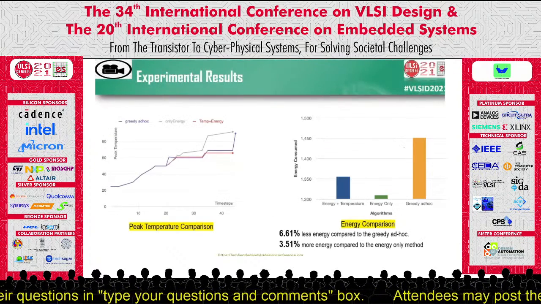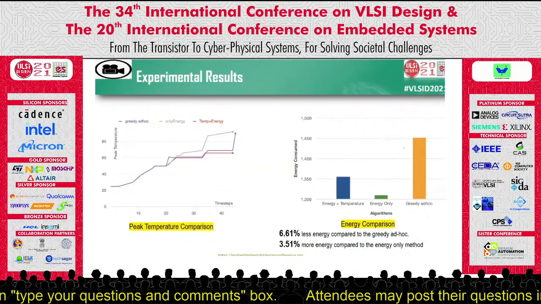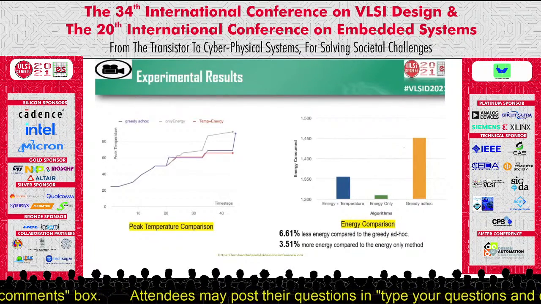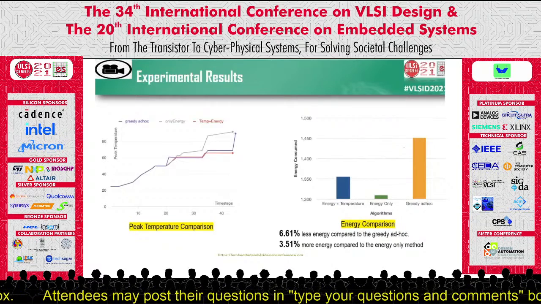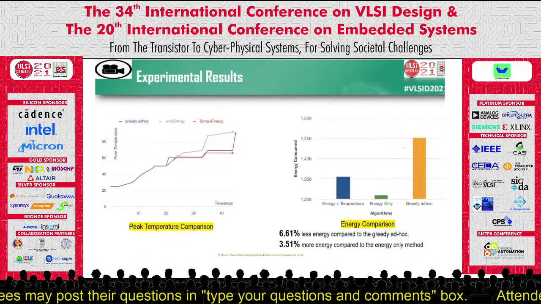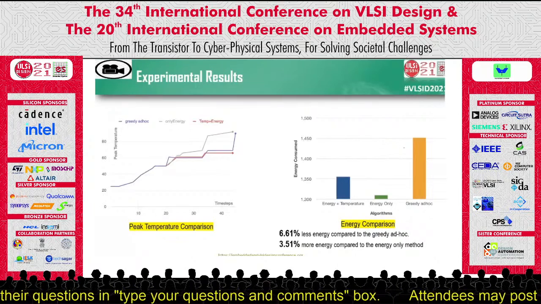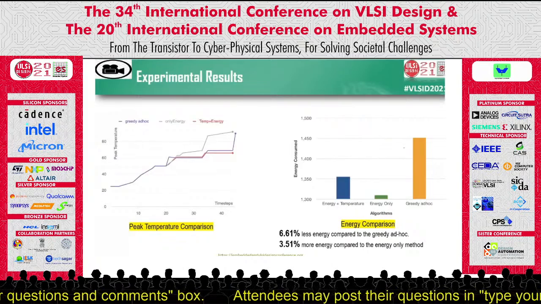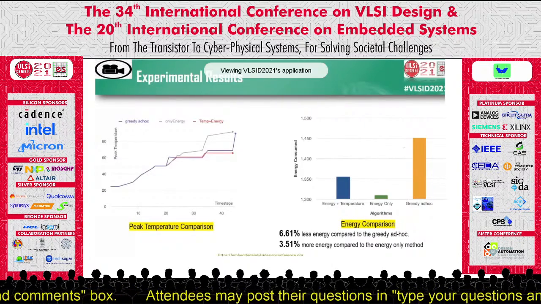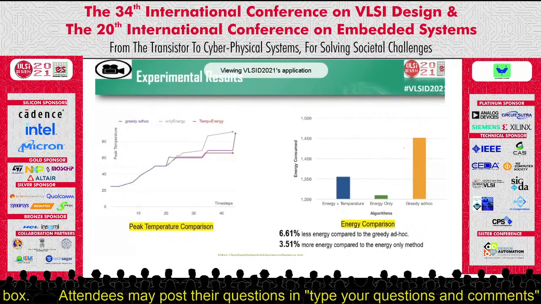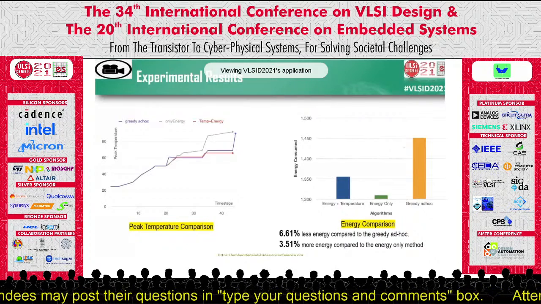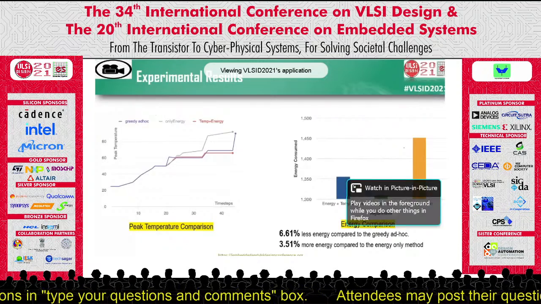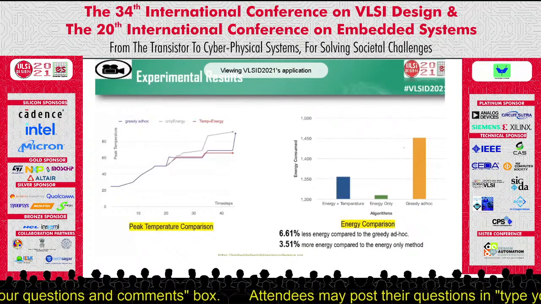Let us now look at the experimental results. In the chart at the left, we plot a temperature profile with time for different sets of algorithms for the same set of tasks. We observe here that by the end of execution, the chip temperature in cases of greedy ad hoc approach and that of the only energy based approach reach more or less the same level of temperature. However, the temperature of the chip is considerably lower at the end of the execution in case of our temperature and energy based algorithm.